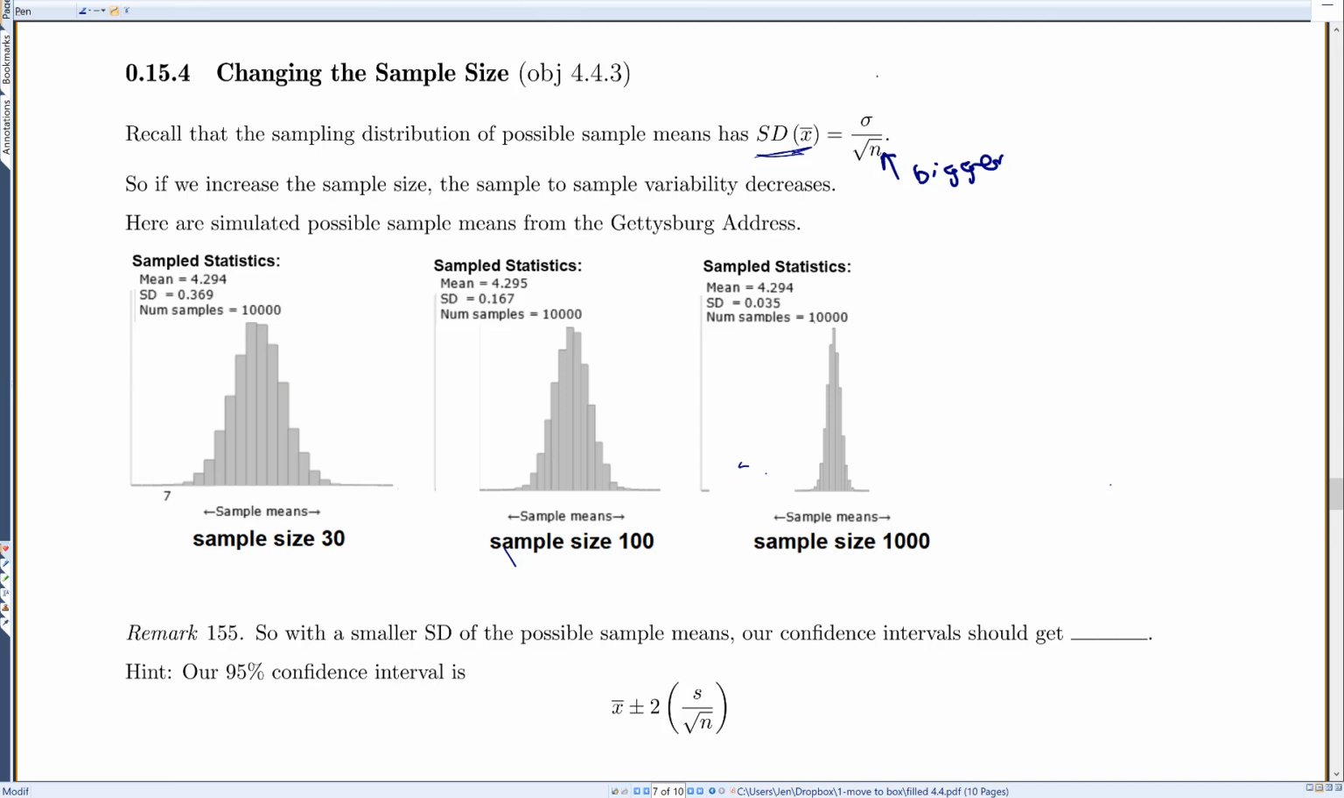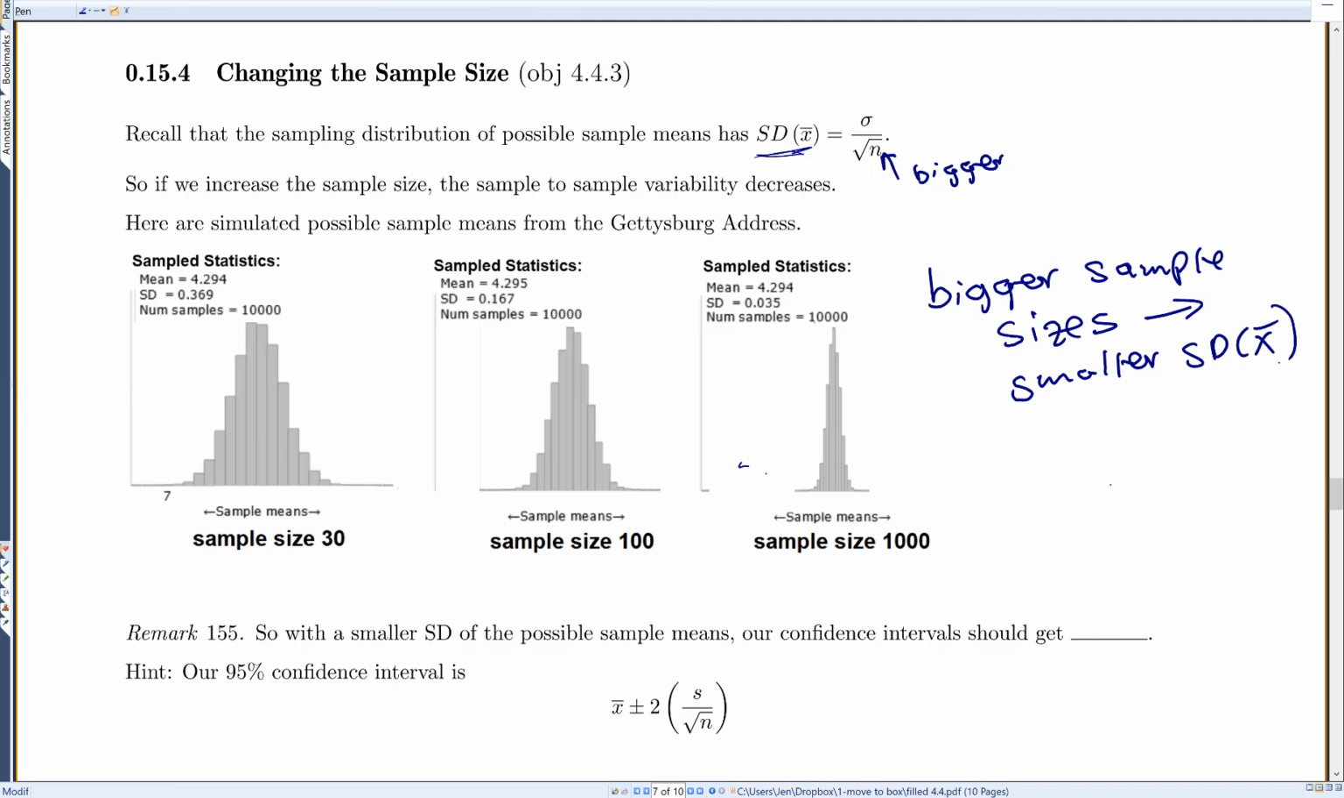Okay. So here are some simulated possible sample means from the Gettysburg Address. You can see it says sample statistics. These are all of my different sample means, for sample sizes of 30, 100, and 1,000. It's actually two scales, so you can see it gets skinnier and skinnier for a bigger sample size. So bigger sample sizes mean a smaller standard deviation of the possible sample means.